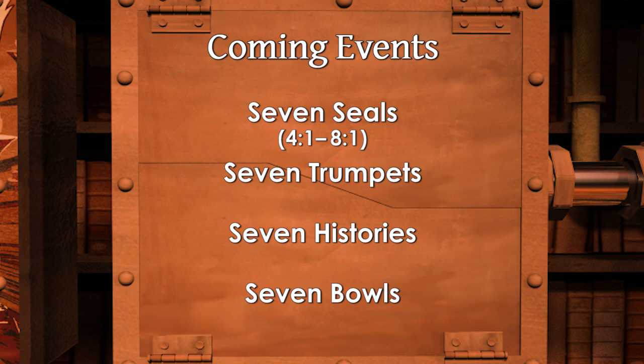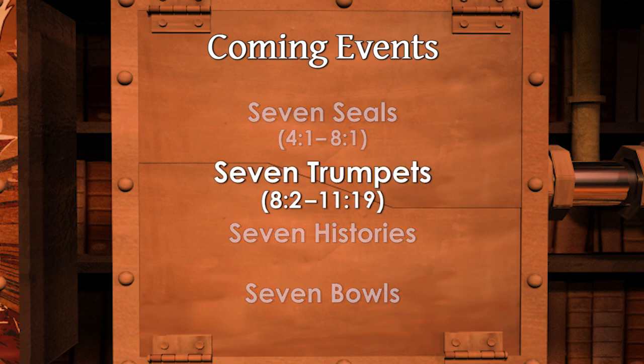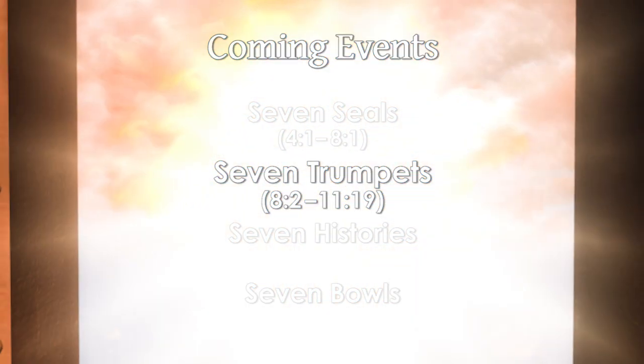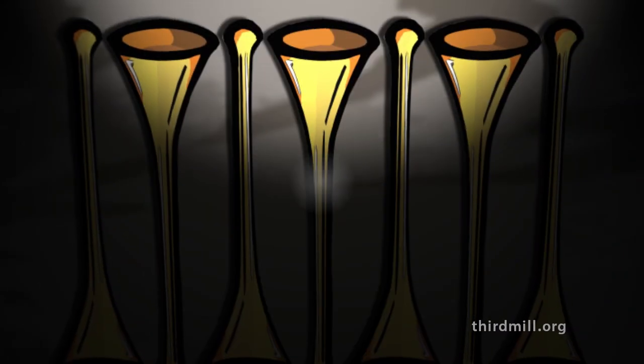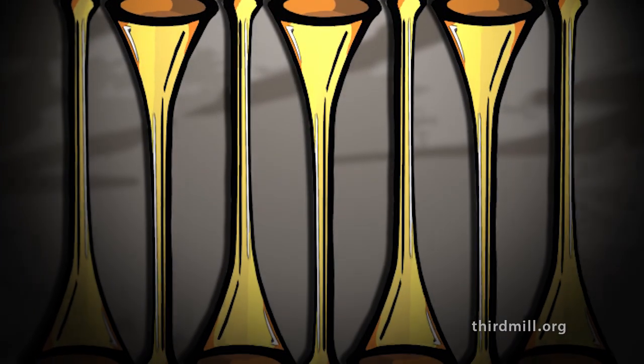Now that we've explored the seven seals, let's turn our attention to the second series of visions regarding coming events, the seven trumpets in Revelation chapter 8, verse 2 through chapter 11, verse 19. The vision of the seven trumpets consists of a series of angels blowing trumpets. Each time a trumpet is blown, another judgment falls on the earth.